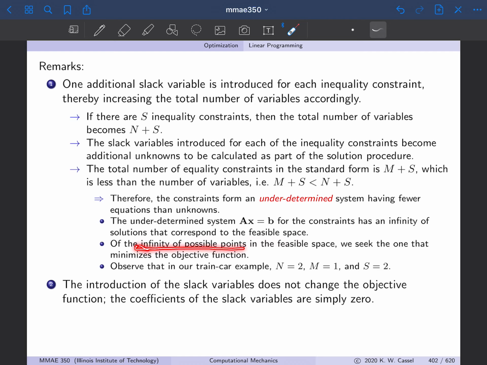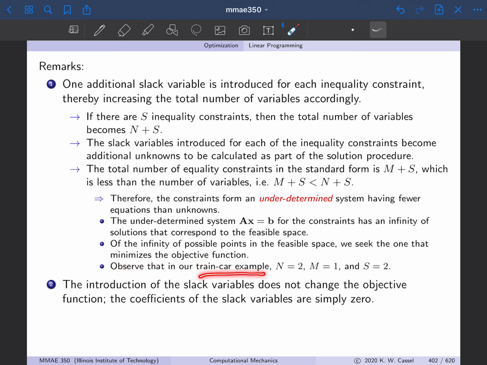Now, of those infinity of possible points in the feasible space, what we're looking for is the one point that minimizes the objective function. That's the point that we're looking for that is the optimal solution to the problem.